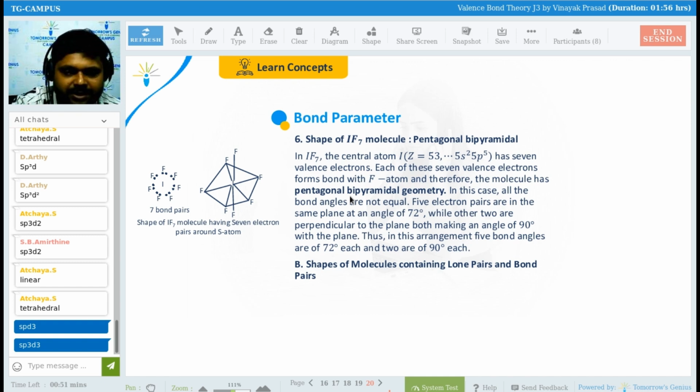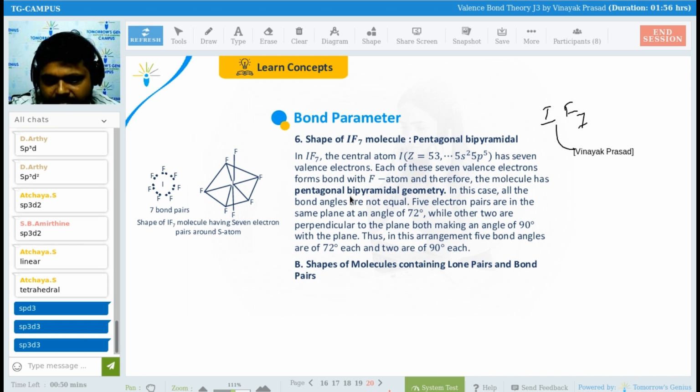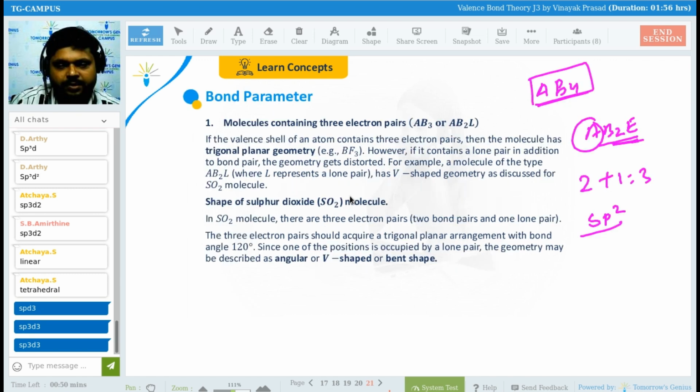What will be the hybridization for this IF7? sp3d3. Okay, you have given the answer earlier, right? sp3d3. Yes, right answer. Right, everyone? Fine. Now one more thing that we are going to see is what?